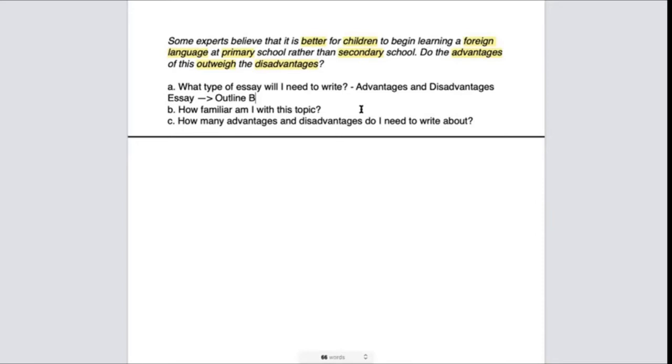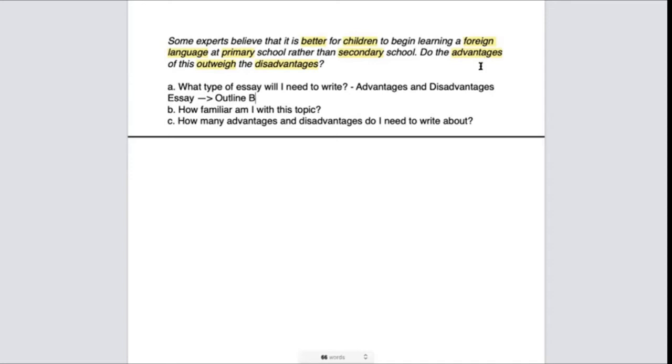Lastly, you have question C. How many advantages and disadvantages do I need to write about? And remember, you want to write about more than one. So a good number is around 2 advantages and 2 disadvantages. And in this specific case, you'll need to think about which option is the stronger side. So are the advantages stronger or are the disadvantages stronger?